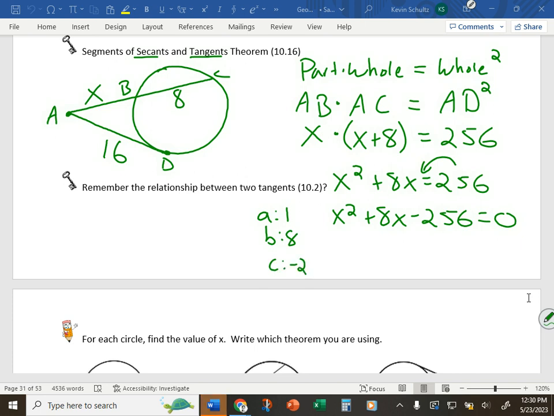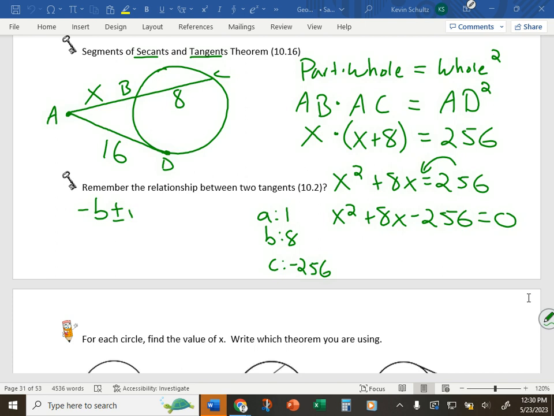Your C term is negative 256. It's 1 because there's no number written, it means you have one of them. It's not zero. If there was zero, we wouldn't have the x squared term at all. But an x by itself means there's one of them there. Okay?